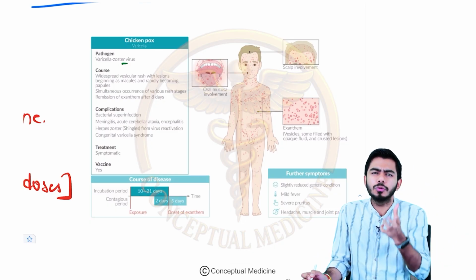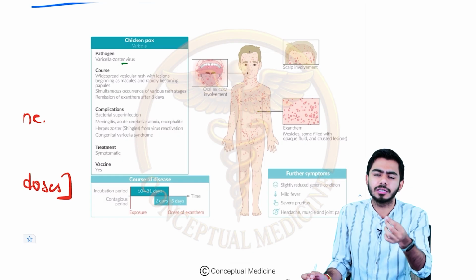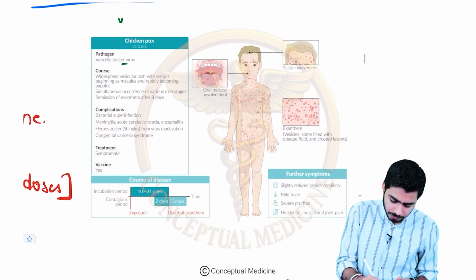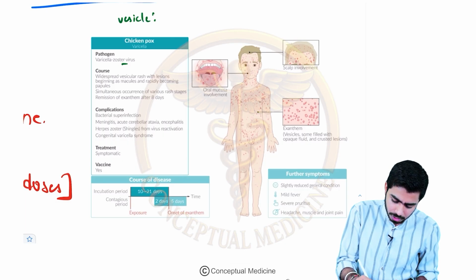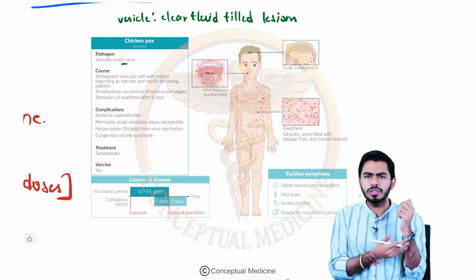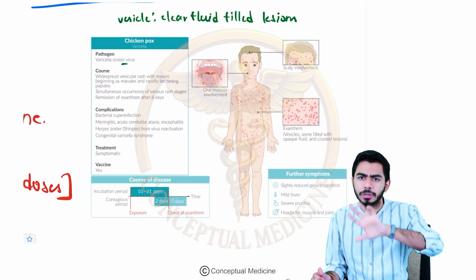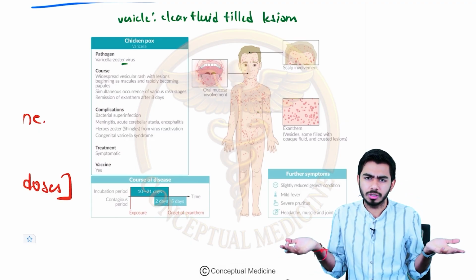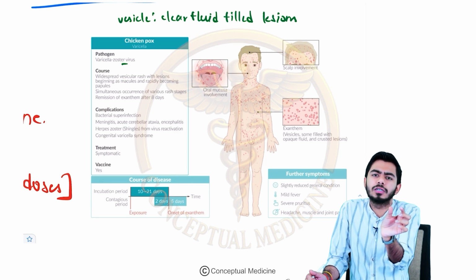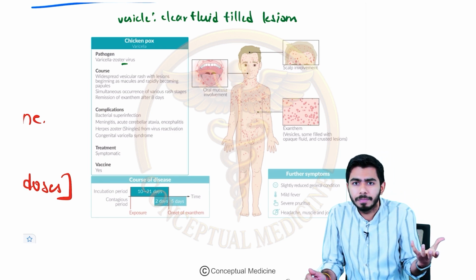So why are we seeing the dew drop? Because it is the vesicle. Vesicles are clear fluid filled lesions. What is a vesicle, guys? A vesicle is nothing but a clear fluid filled lesion. If I am saying pustule, pustule means the lesion has pus formation. That is called pustules. If the lesion is smaller, we call that a vesicle. If the lesion is bigger, we call that a bulla.